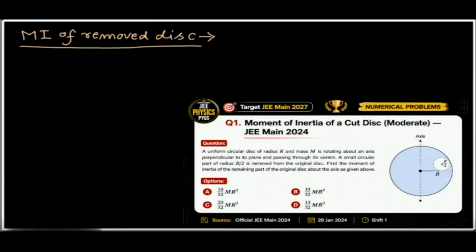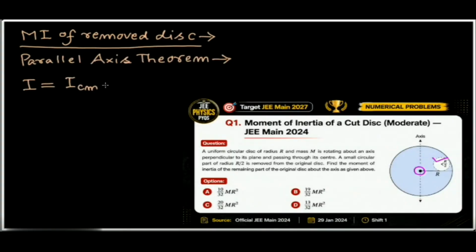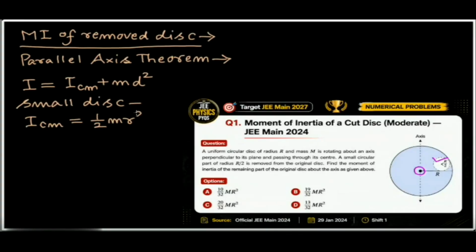Let's be careful here. The required axis passes through the center of the original disk, this one, not through the center of the removed piece, this one. So we use the parallel axis theorem: I equals ICM plus MD square. For the small disk, ICM is half MR square.